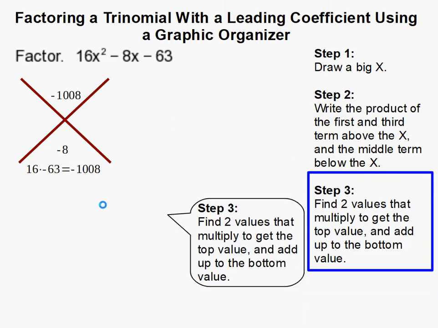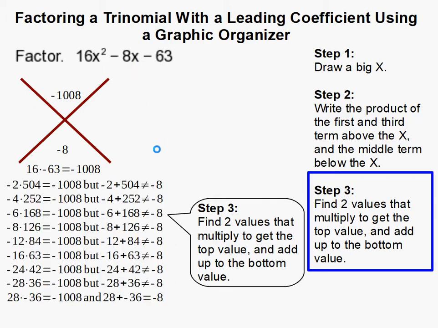Alright. Now we go to step 3. This is the hard part, right? But because of this X, it's a little bit shorter. I picked a pretty complicated trinomial to factor the first time. The second one will be easier. Anyway, what you want to do is find two numbers that multiply to get the top number, but add up to get the bottom number.